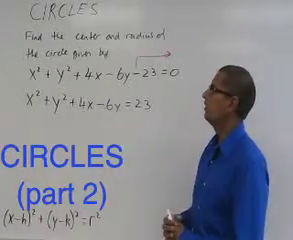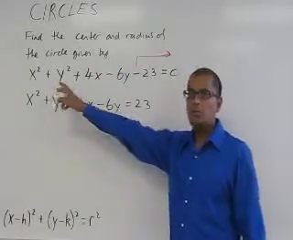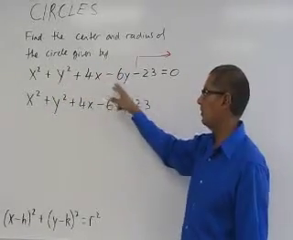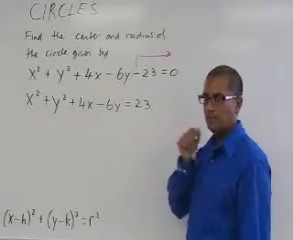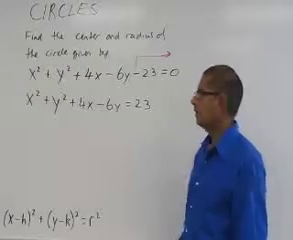So suppose we're given the question, we want to find the center and radius of the circle given by this equation: x squared plus y squared plus 4x minus 6y minus 23 equals 0. Now I'm assuming this is the equation of a circle, and we'll see as we do this problem.